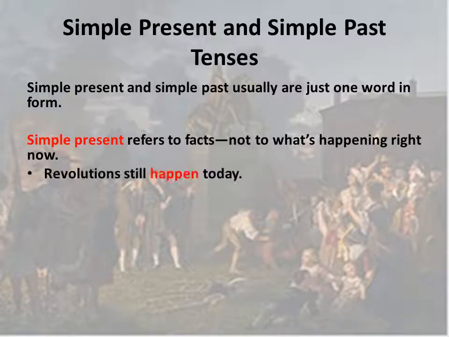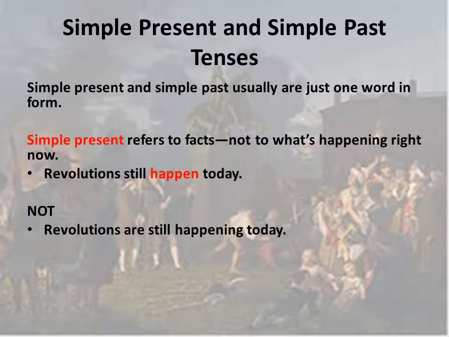So I can say, revolutions still happen today. That's in the simple present, and I'm just making a simple statement. I do not say, revolutions are still happening today, if I'm just talking about a fact in general. The second sentence uses the present progressive, and I'm not referring to a specific revolution happening right at this moment. So for simple facts, we use the simple present.